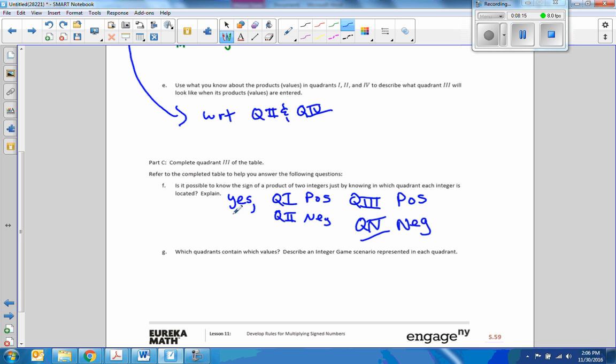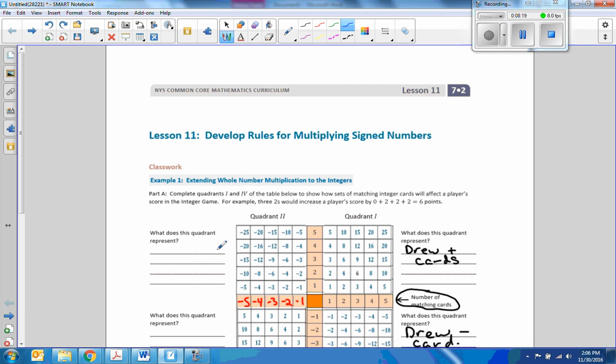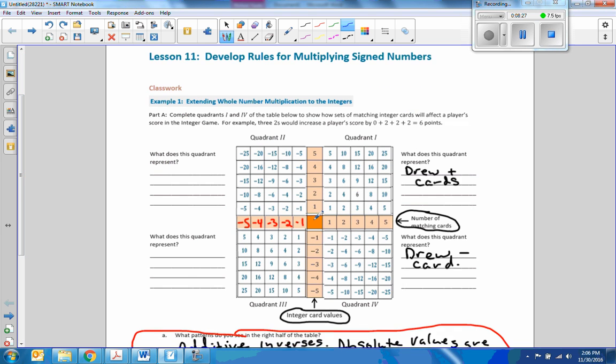And it says explain. Well, I'm going to explain it speaking, not writing. First quadrant's positive, because a positive times a positive is positive. Quadrant 2 is negative, because a negative times a positive is negative. Quadrant 3 is positive, because a negative times a negative is positive. Finally, quadrant 4 is negative, because a positive times a negative is negative.